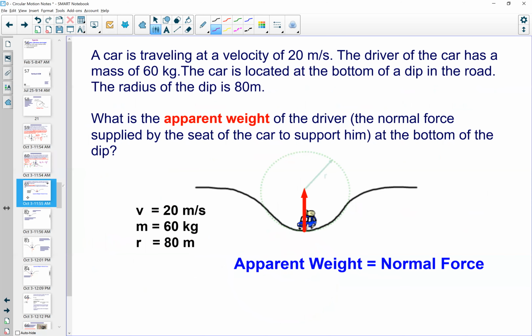All right, so now let's actually start working through solving a problem mathematically. A car is traveling at a velocity of 20 meters per second. The driver of the car has a mass of 60 kilograms. The car is located at the bottom of a dip in the road. The radius of this dip is 80 meters. What is the apparent weight of the driver? And the apparent weight is the normal force supplied by the seat of the car. So we know the weight of the driver should feel heavier or lighter here.